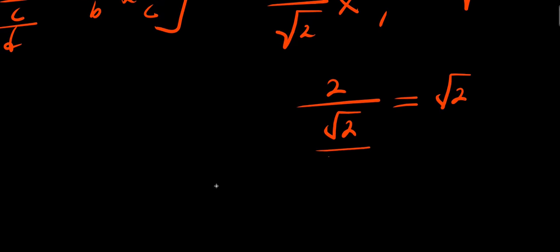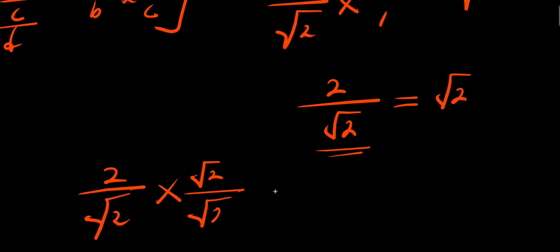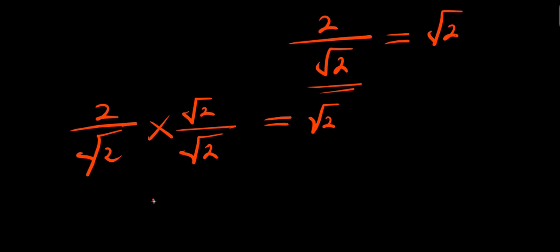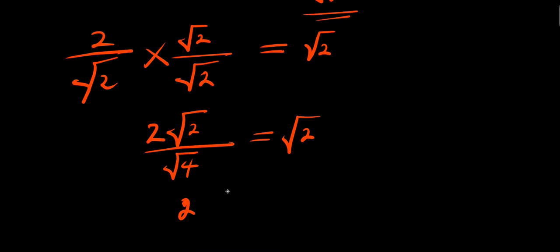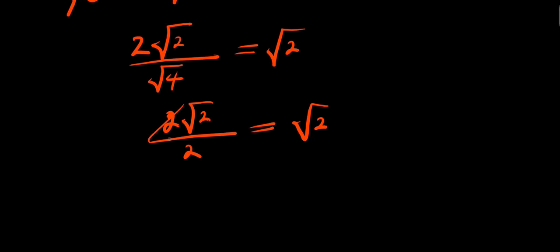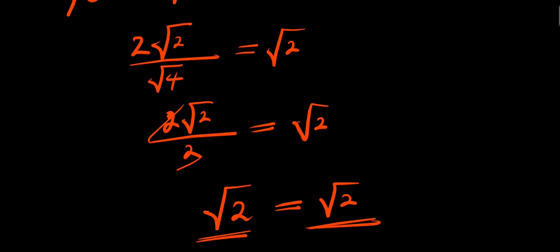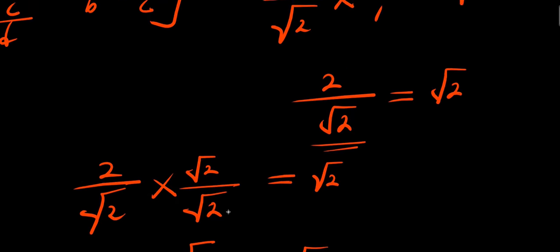Let's rationalize this denominator. We have 2 divided by root 2 times root 2 divided by root 2 equals root 2. 2 times root 2, this is 2 root 2. Where root 2 times root 2, that is root 4. This is 2 root 2 divided by root 4, that is 2, equals root 2. Let's cancel this. We have root 2 equals root 2. So both sides are the same, meaning that the answer is obviously correct.